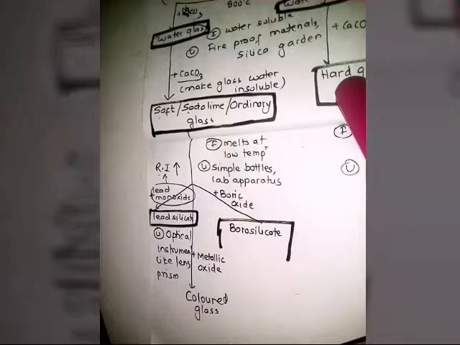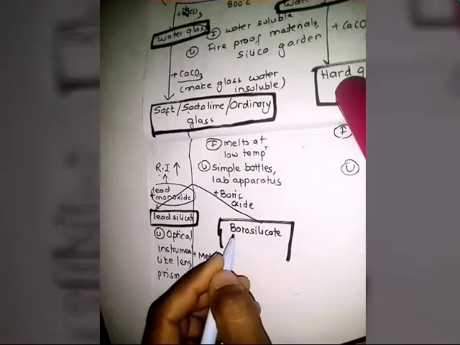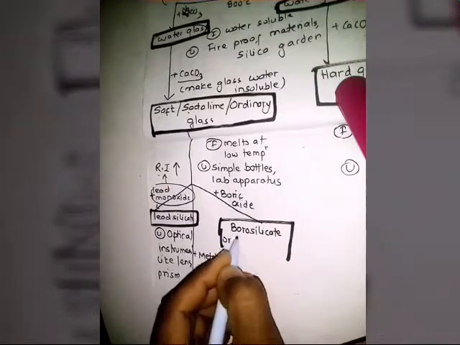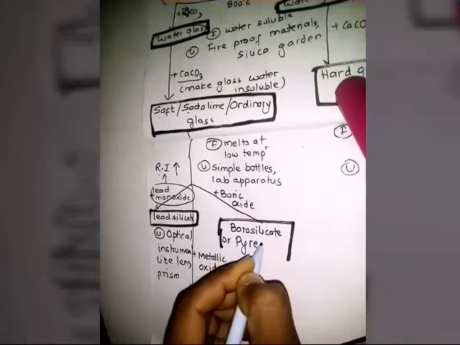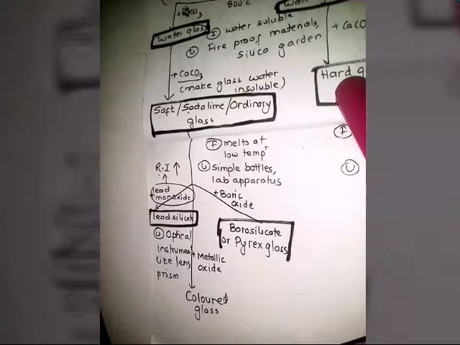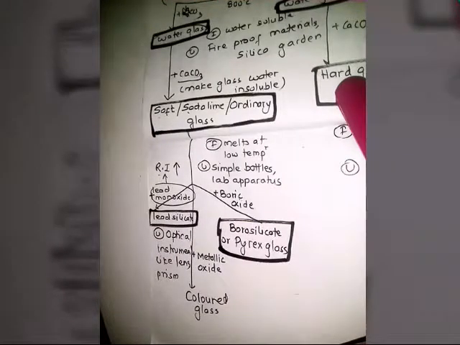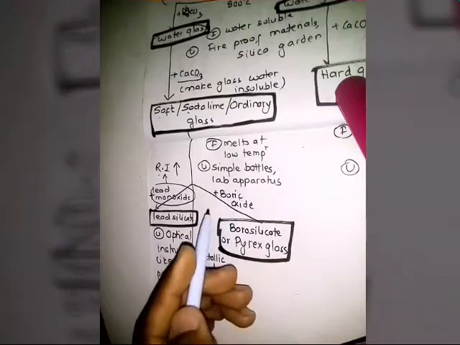Now borosilicate glass has another name. It is also called Pyrex glass. Okay, lead borosilicate, or you can say it's a Pyrex glass. So we have two names for this. This is done. Now next question you may be asked in the exam: why is boric oxide added to the ordinary glass before it is heated? So what does boric oxide do?